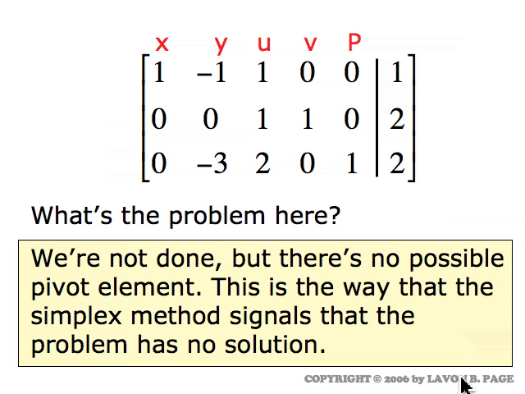So the information it's giving us is true, but the way it tells us that is through the inability to find a legitimate pivot element.